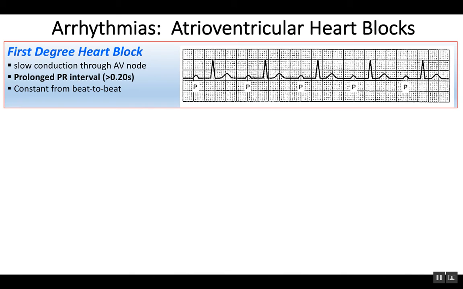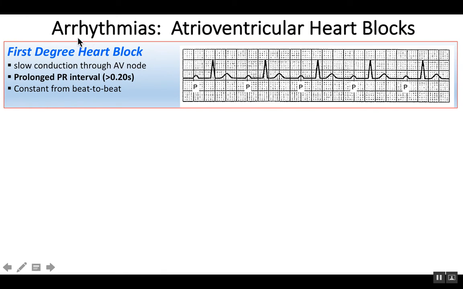Abnormalities of the electrical current we call arrhythmias. We're going to go over a number of arrhythmias, and it's very difficult to understand arrhythmias if you don't understand a normal EKG. So the first arrhythmias we're going to look at are called atrioventricular heart blocks. A heart block, as the name suggests, means that something is blocking the electrical transmission. And there's different severities. We're going to see that there's different degrees of heart blocks.